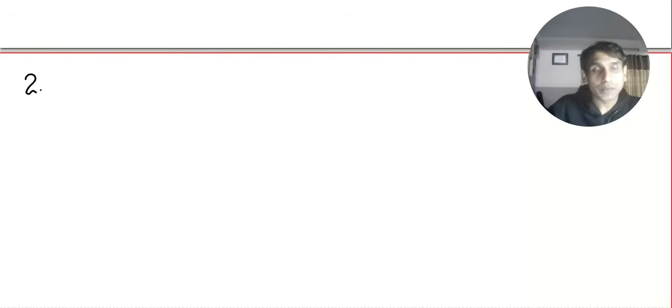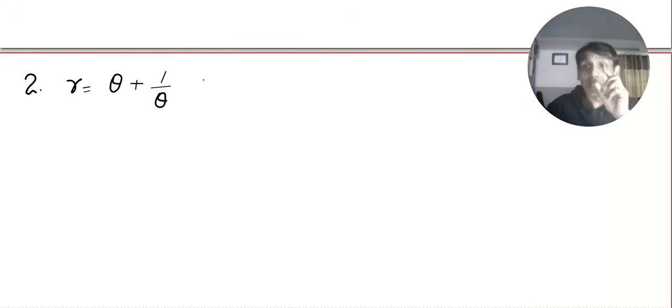Question number 2. Okay, are you still working along with me? Please understand, if you want to score good marks in mathematics, you have to always use pen and paper. Okay, question number 2. Find all possible asymptotes of r is equal to theta plus 1 by theta. Come on. Is it polar or Cartesian? 100% polar, because the equation is not in terms of x and y. The equation is in terms of r and theta.